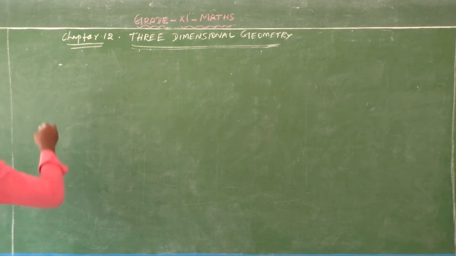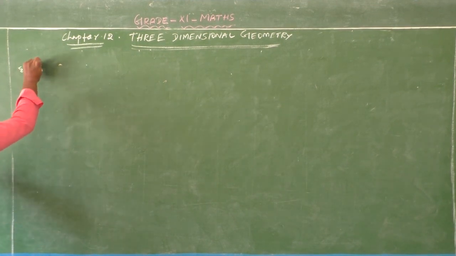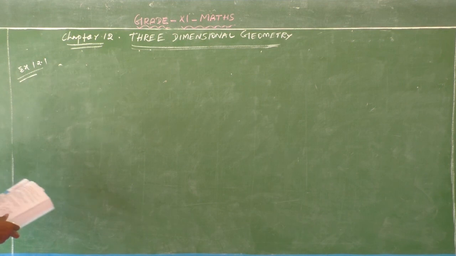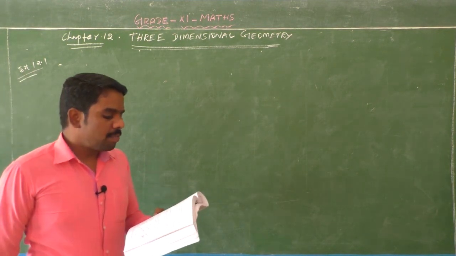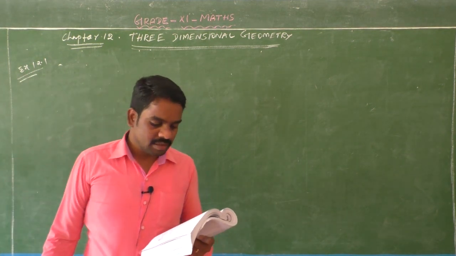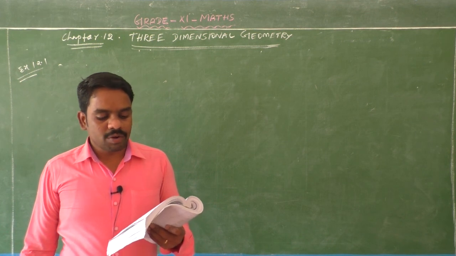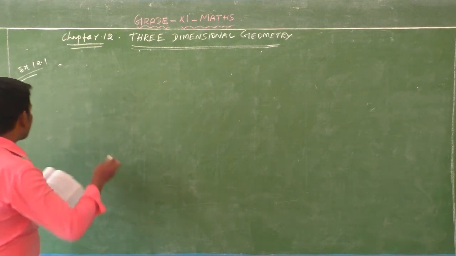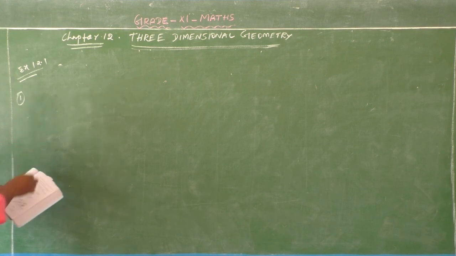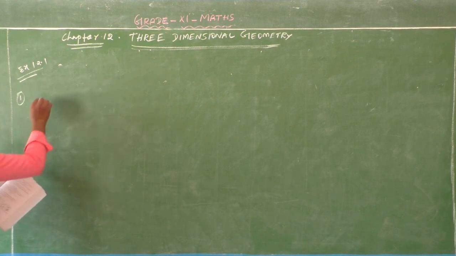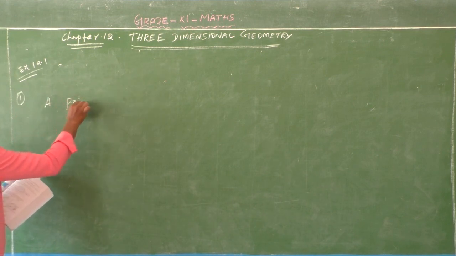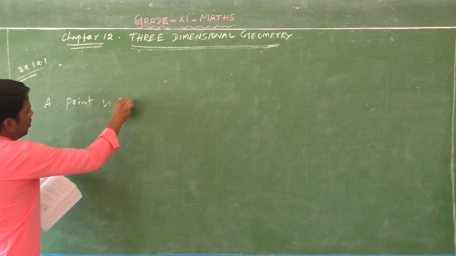Next, exercise 12.1. Question number 1. A point is on the x-axis. What are its y coordinate and z coordinate values? Listen. A point is on the x-axis.